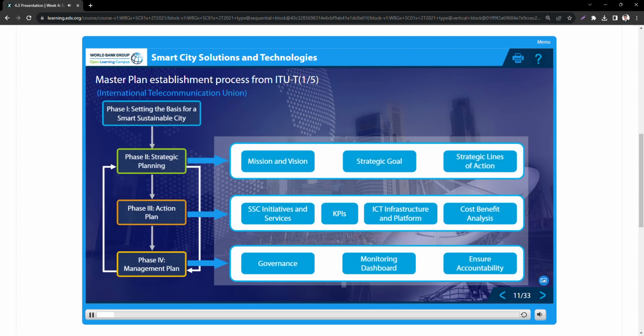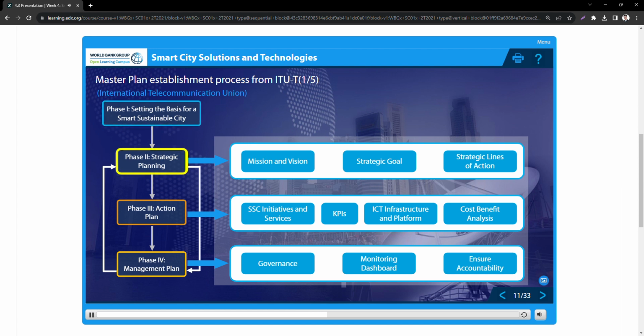The ITU-T, International Telecommunication Union Telecommunication Standardization Sector's Focus Group on Smart Sustainable Cities, developed a master plan planning process, which includes 4 interconnected phases. Phase 1 is setting the basis for a smart city, sustainable city. This baseline will provide valuable information about the strengths and weaknesses of a city. This information allows the design of specific projects aimed at improving the weaker aspects of the city.